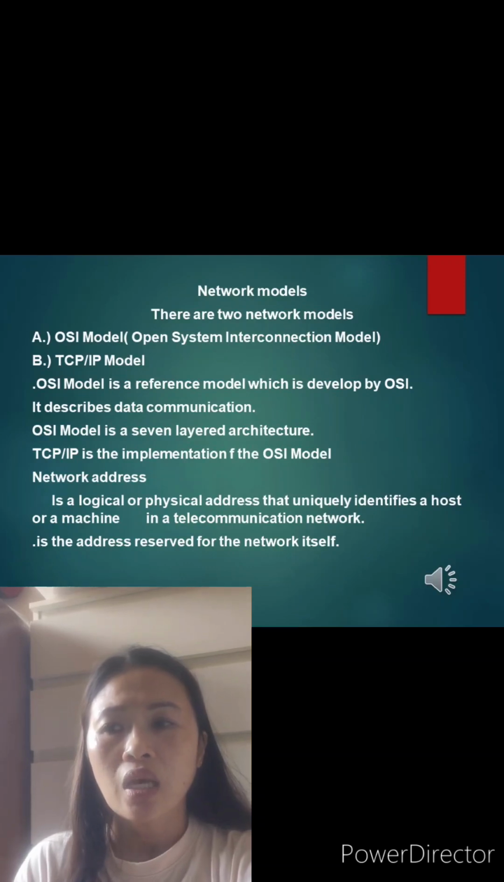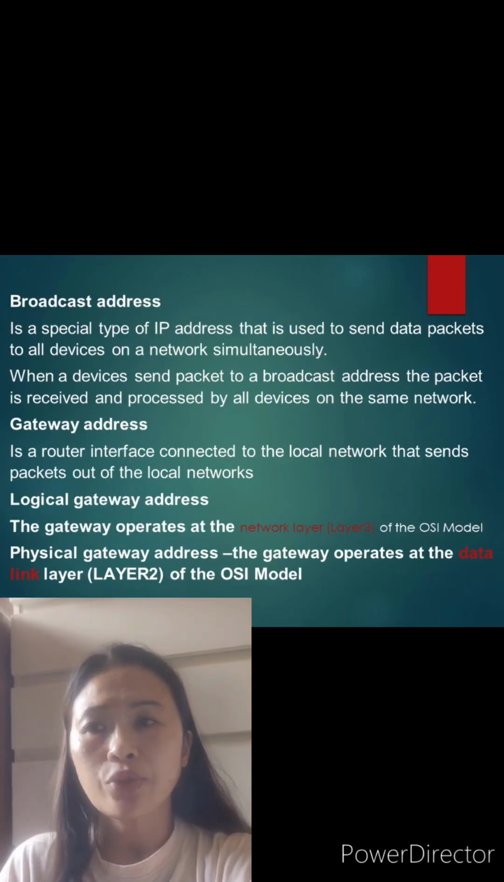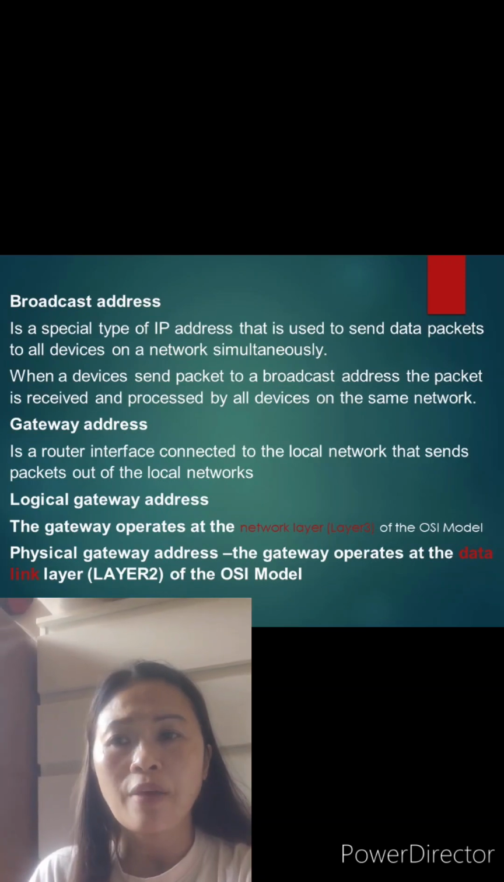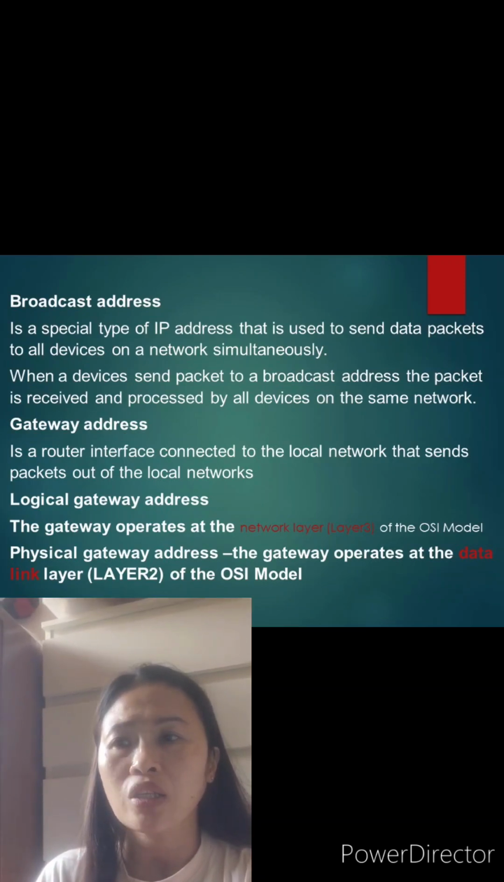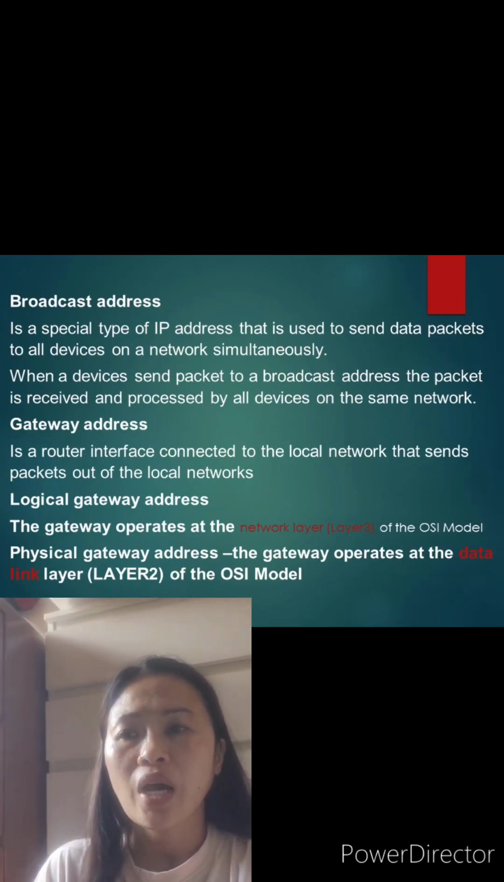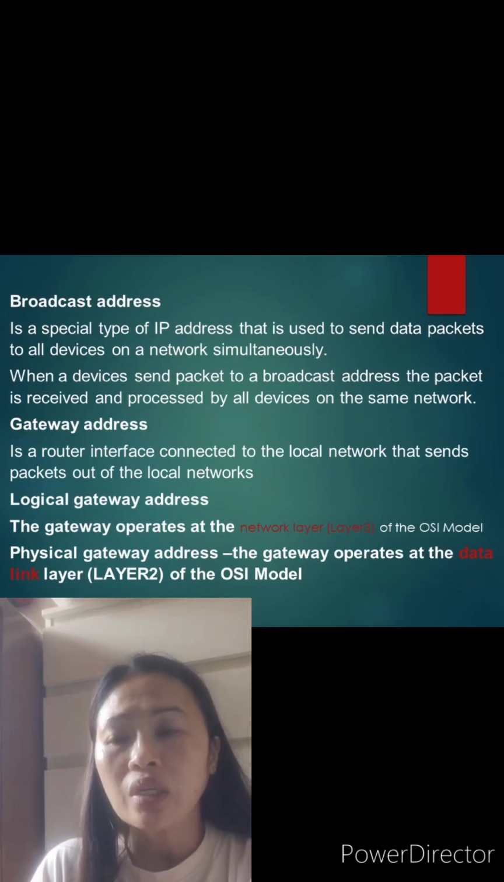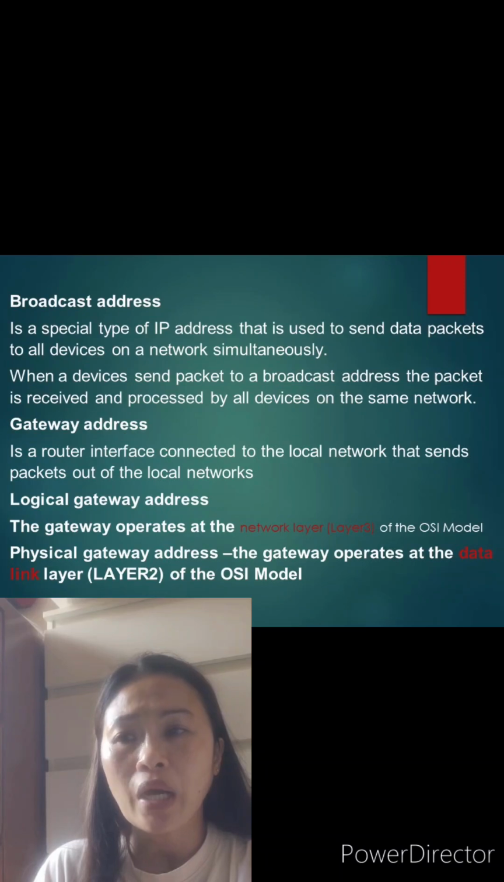Network address is a logical or physical address that uniquely identifies a host or a machine in the telecommunication network. It is the address reserved for the network itself. Broadcast address is a special type of IP address that is used to send data packets to all devices on the network simultaneously. When a device sends a packet to the broadcast address, the packet is received and processed by all devices on the same network.